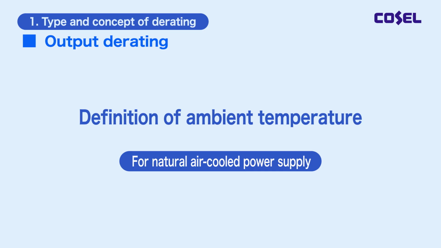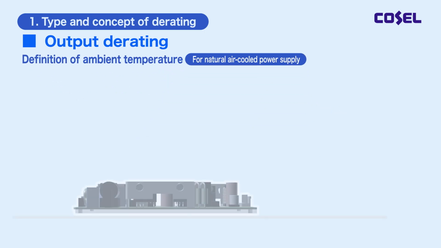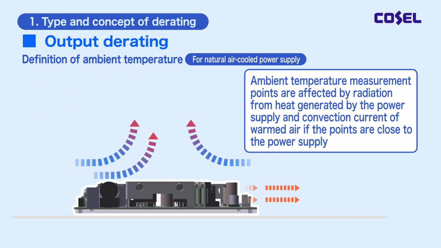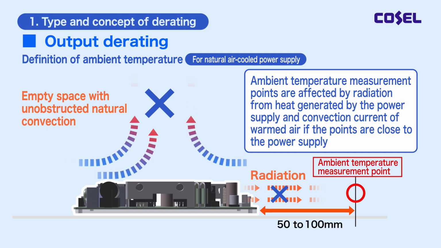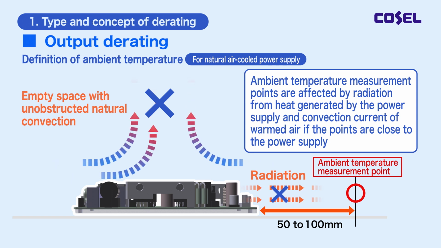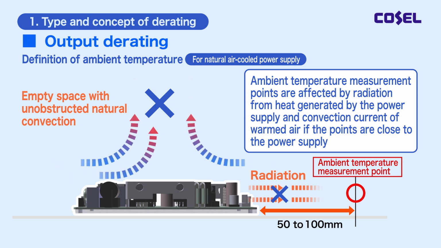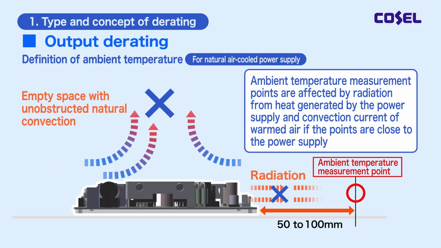It should be added here that the ambient temperature of the output derating is defined. First is the case of a naturally air-cooled power supply. The ambient temperature measurement point is 50 to 100 mm lateral to the power supply, which is not affected by radiation due to heat generated by the power supply or convection current of heated air if the power supply is close to the ambient temperature measurement point.